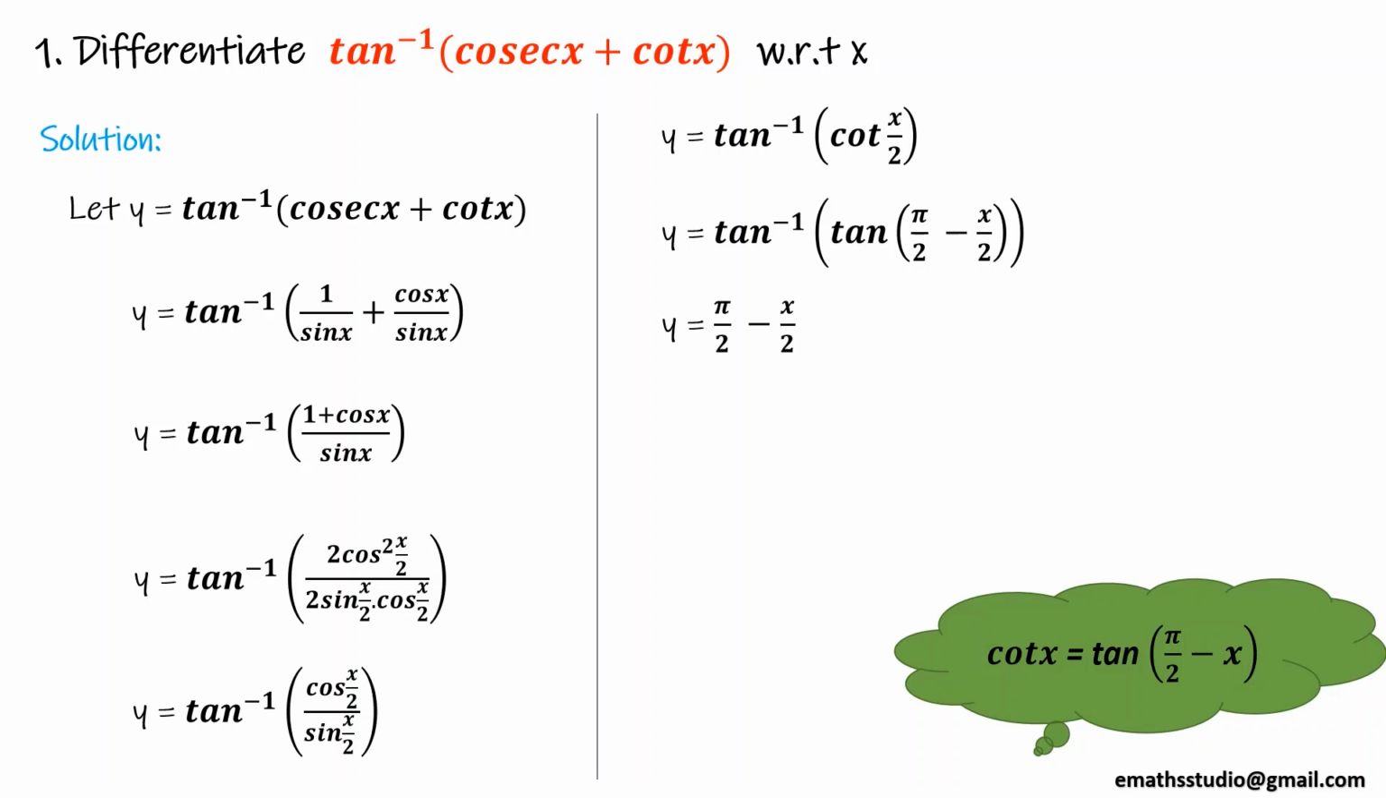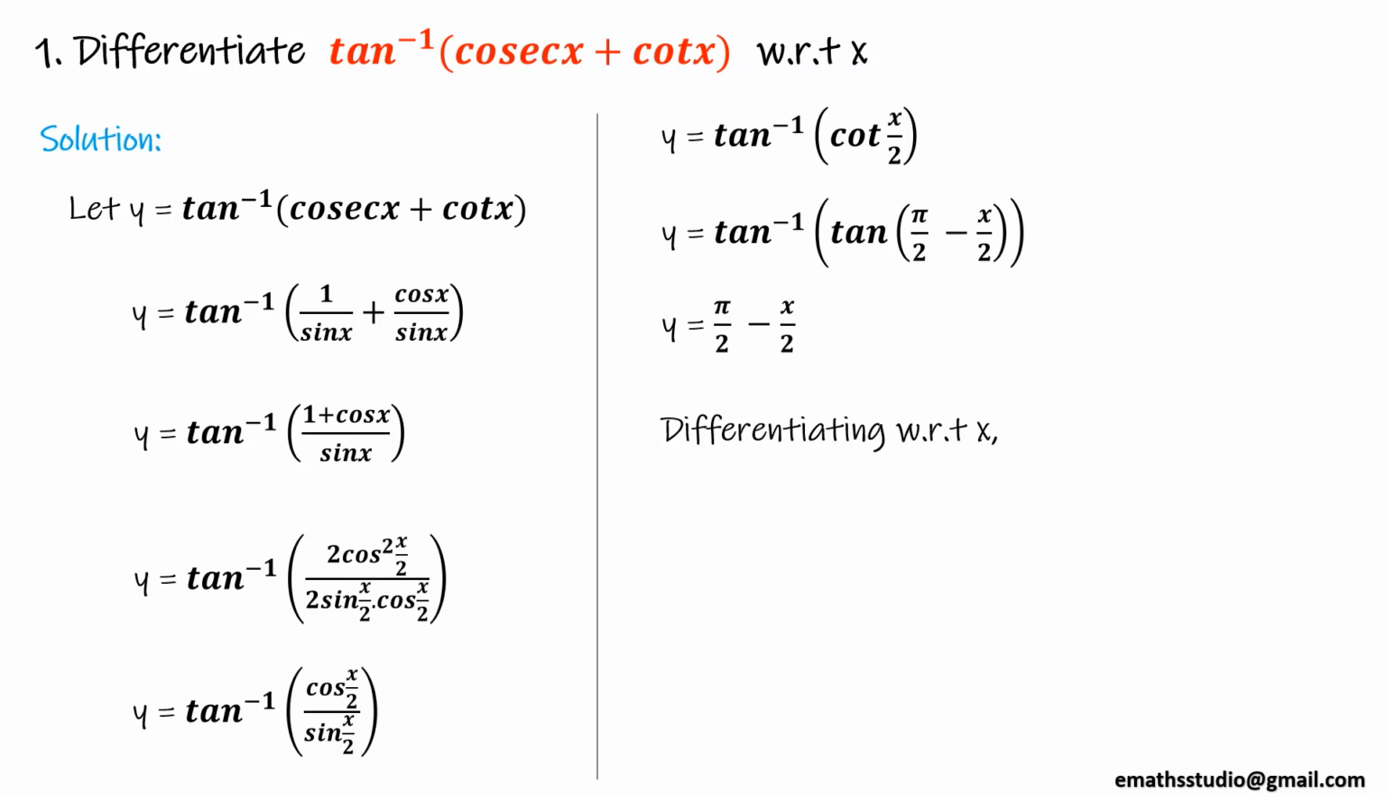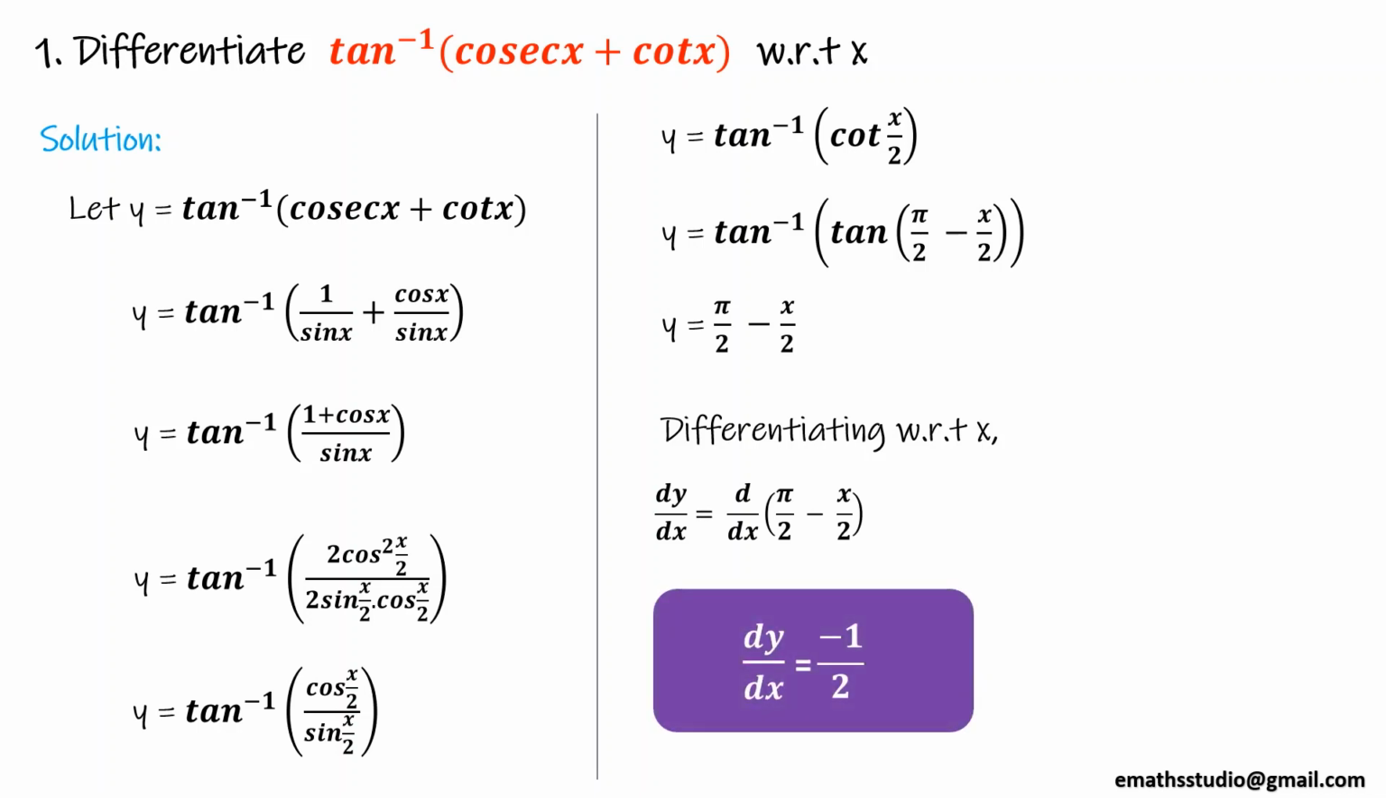See, we had to differentiate this function. Until now I have not done anything like differentiation, I just followed the trigonometry to simplify this function. Now, I'm differentiating this with respect to x. So dy by dx can be written as the derivative of pi by 2 minus x by 2. Now, the derivative of pi by 2 is 0 as it is constant and the derivative of minus x by 2 is minus half. So the answer is minus half.